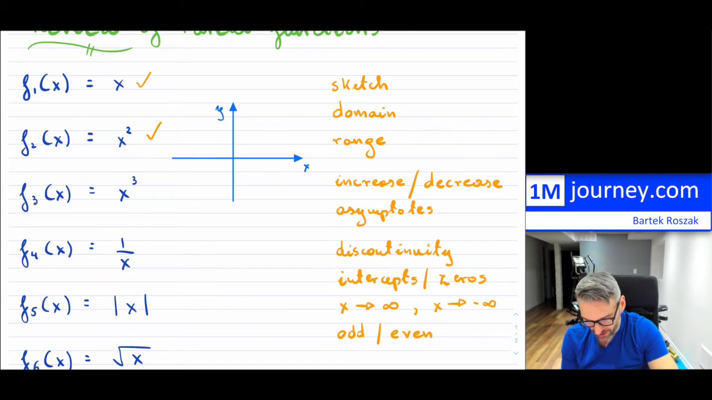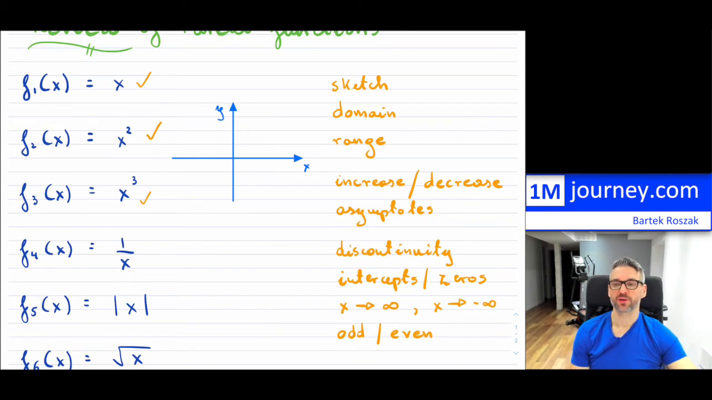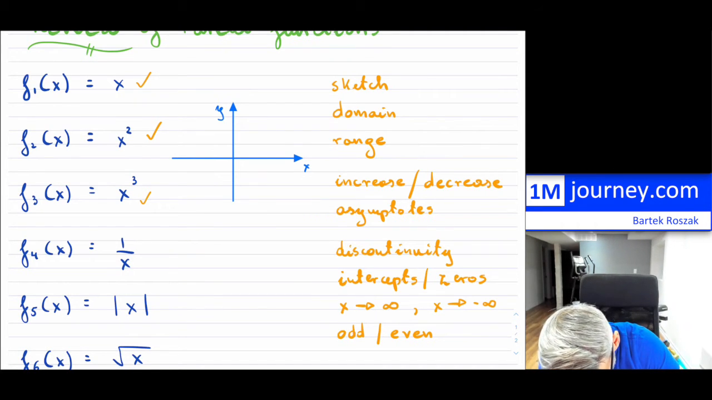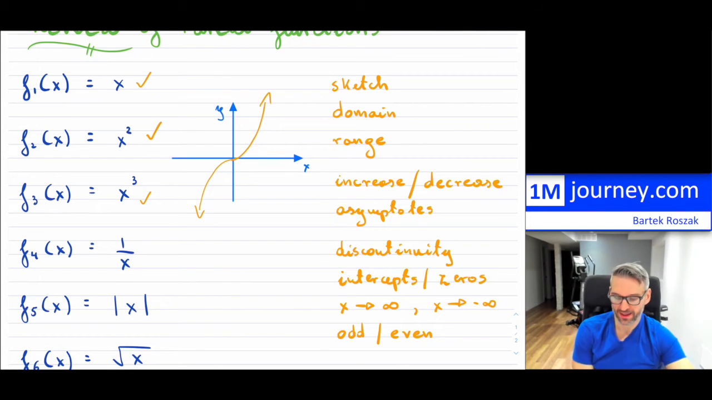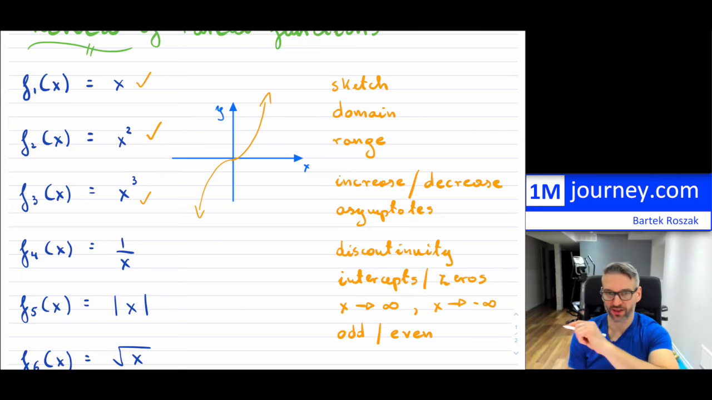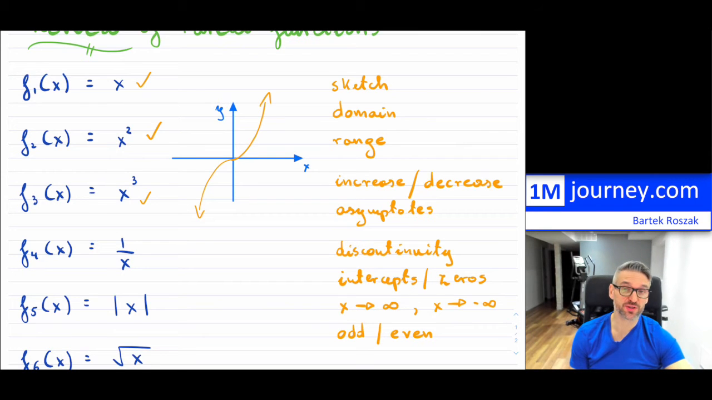What about this one? So x cubed. How did this one look? We can certainly sketch it. You may remember that this looks like this. It goes like that, and then it blows up in this direction. All right, so that's your x cubed. And now the domain is actually all real numbers again, so it's everything. The range is also going to be all real numbers.